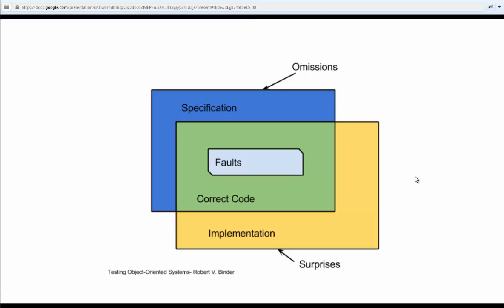But let's think about stuff that is outside here. So we could have stuff that is not implemented yet. Perhaps we have downgraded the priority of that requirement. So it's in the specification, but we did not implement it. So that is called a fault of omission. So we did not implement it. It's omitted.